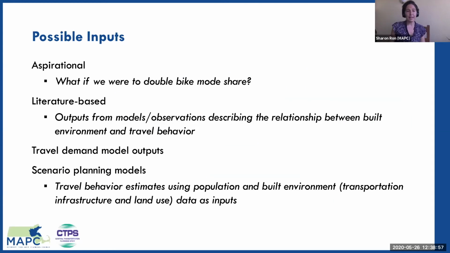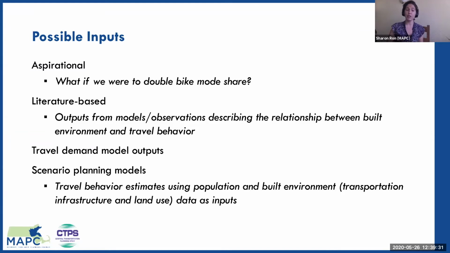These inputs can come from lots of different sources. Again, the one today reflects more of a scenario planning or aspirational approach, but we can also have inputs based off literature. There is literature looking at the relationship between transit usage and increased walking and biking. So we can say if we're increasing transit usage, the literature tells us that we expect biking and walking to increase by X minutes. What are the health outputs of that increase?